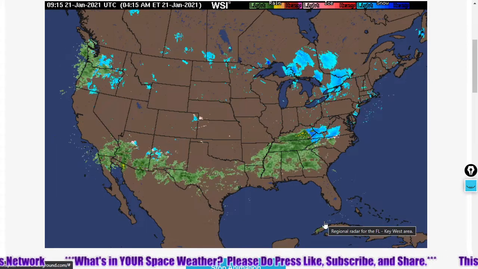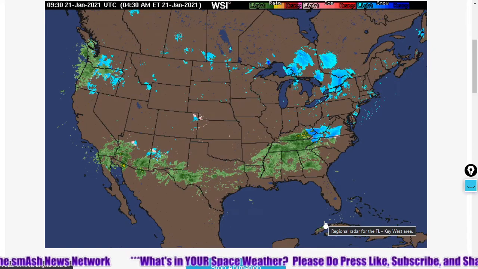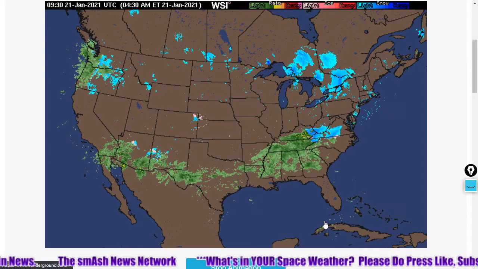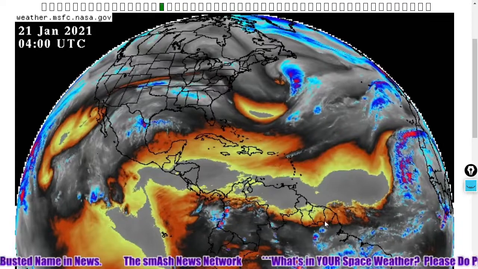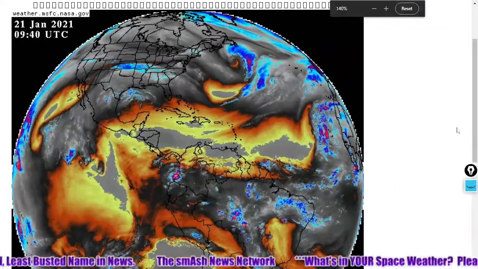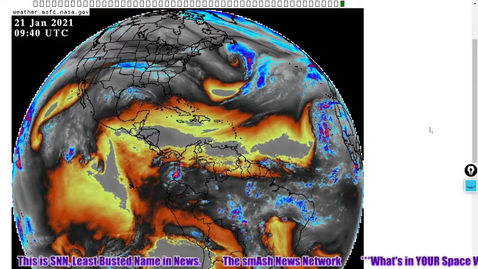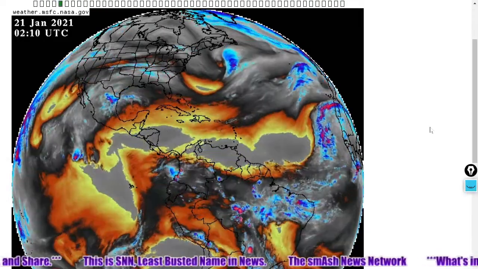Here's a U.S. Doppler radar map, and we've got some heavy rains over places like Tennessee, especially the entire state, with the northeast corner seeing a little bit of wet snow likely falling there, according to Weather Underground's Doppler radar map. And here's a water vapor map over the entire Americas area.